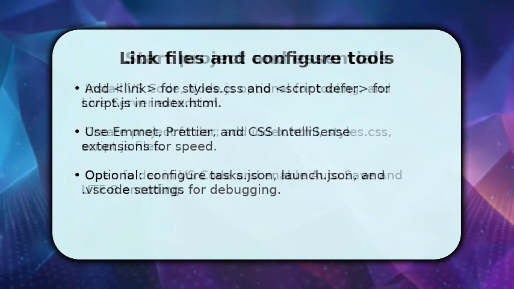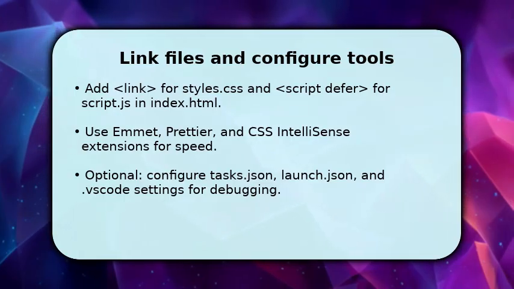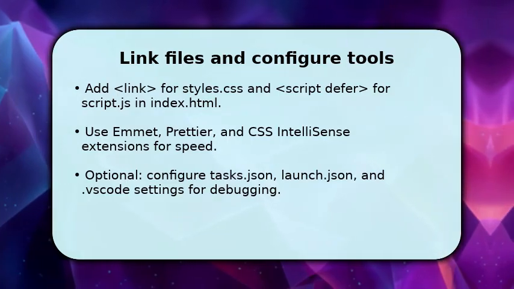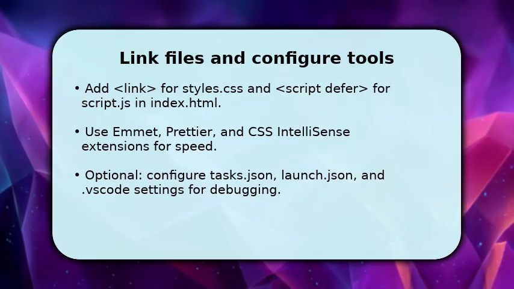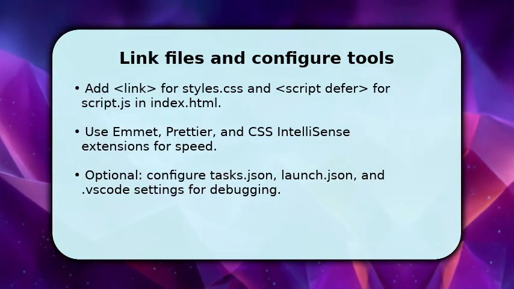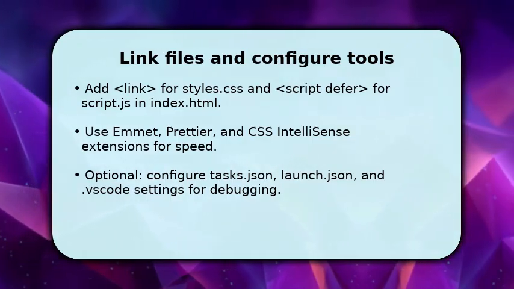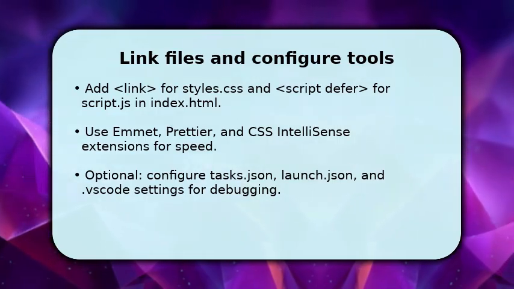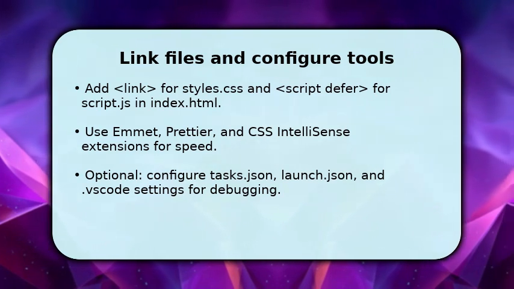Next, you wire everything together and configure helpful tooling. In index.html, add a link tag for styles.css in head, and a deferred script tag before body close so DOM loads first. Then enable Emmet and install Prettier plus CSS IntelliSense to speed authoring and keep code consistent. If you need debugging, add a simple launch.json for Chrome or Edge and a tasks.json to run build steps. Once set, you'll get completions, formatting, and breakpoints that make development reliable and fast.